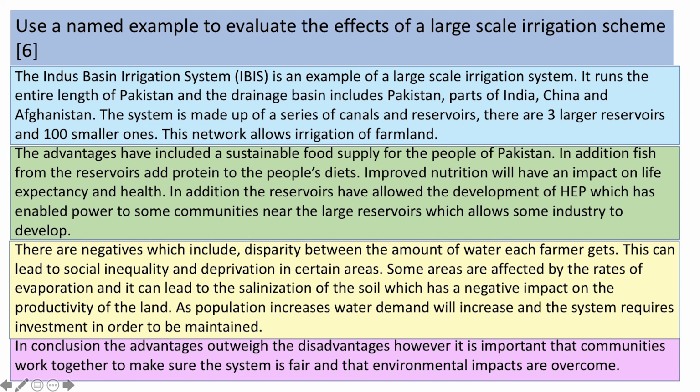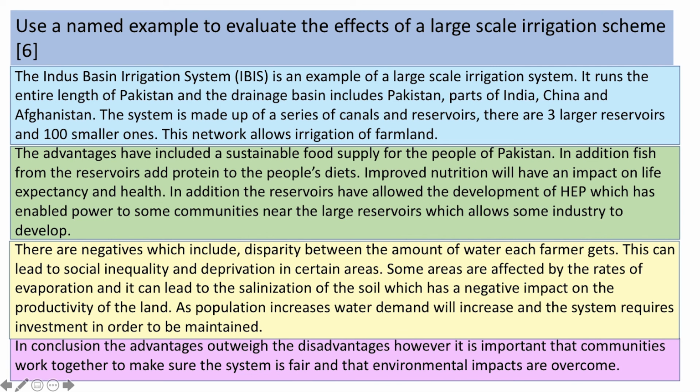The Indus Basin Irrigation System, the IBIS, is an example of a large-scale irrigation system. I would only refer to it as IBIS from this point on. It runs the entire length of Pakistan, and the drainage basin includes Pakistan, parts of India, China and Afghanistan. Make sure you put capital letters for country names because the examiner would expect it or like to see it. The system is made up of a series of canals and reservoirs. There are 3 larger reservoirs and 100 small ones. This network allows irrigation of farmland. I haven't written too much about the system because the examiner is wanting me to evaluate it.